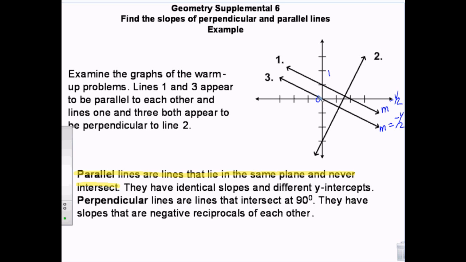Perpendicular lines intersect at 90 degrees, so this is going to be a 90. And they have slopes that are negative reciprocals of each other. Our slope here was 2. 2 is perpendicular to -1/2. So negative reciprocal is opposite and upside down.